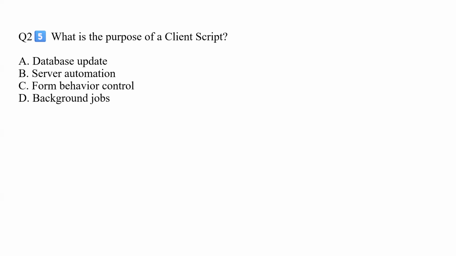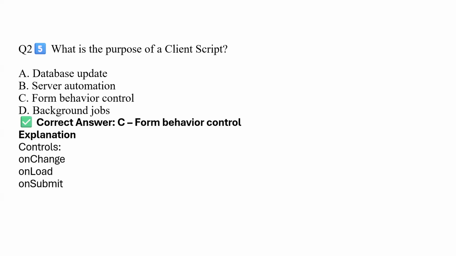The other options: database update belongs to business rule. Server automation is a script include. Background jobs is a scheduled job. So the correct answer is form behavior control. Purpose of client script is form behavior control. It will control onChange, onLoad, onSubmit, while loading the form, while submitting the form, while changing the form.